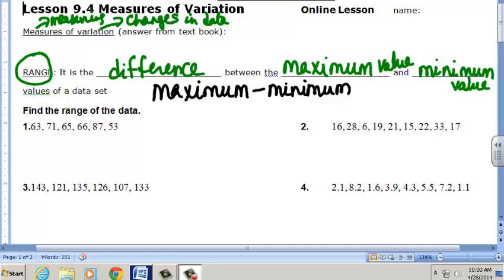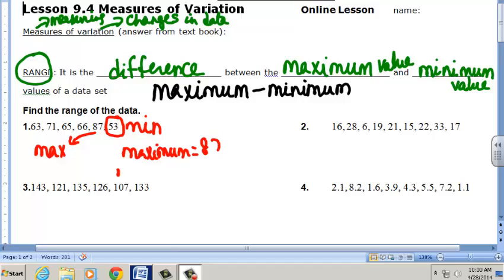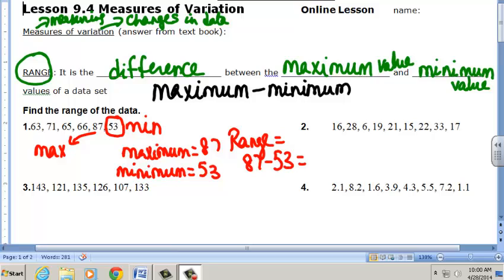Okay, let's go ahead and find the range of the given data. The first one, first of all, you have to figure out which one is the maximum, which one is the minimum. In this case, 53 is the minimum and 87 is the maximum. So, I want you to write down maximum equals 87, minimum equals 53, and then write down range is equal to 87 minus 53, which is what? 34. So that's the range.